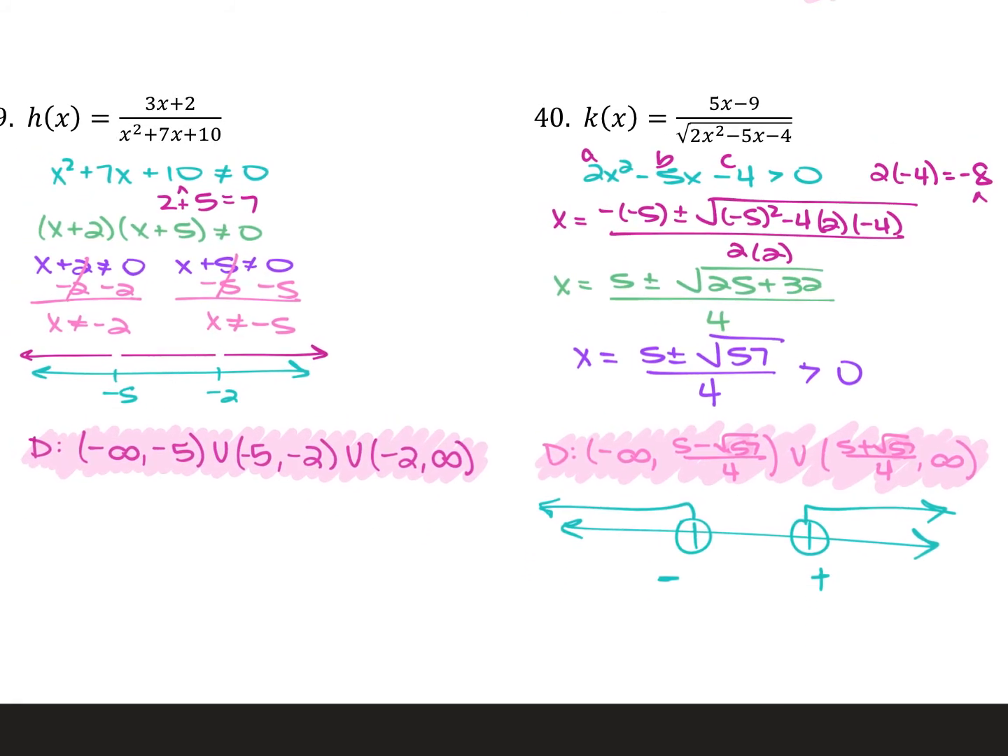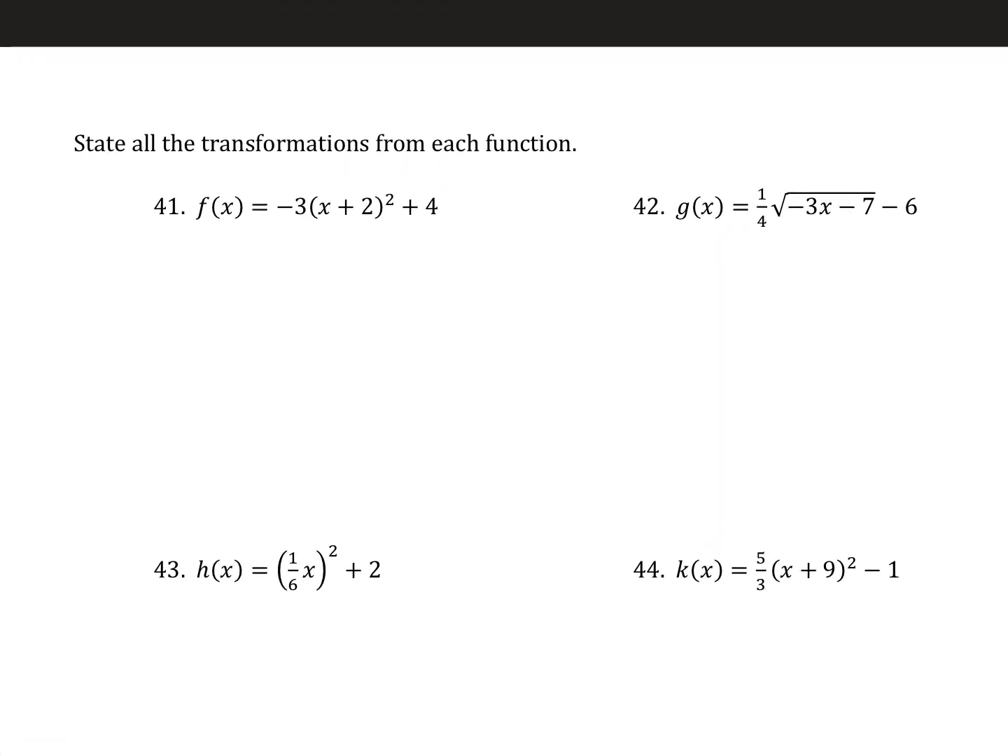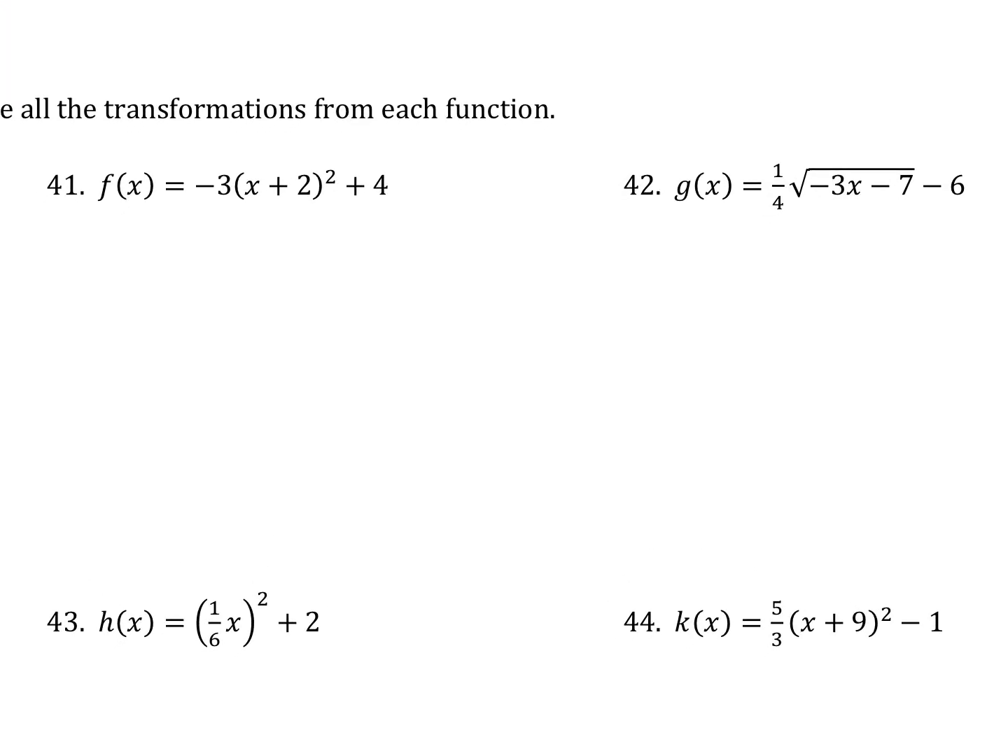All right, so for 41, we're stating all of the transformations from each function. For 41, we have f of x is equal to negative 3 times x plus 2 squared plus 4. This negative that's in front of the 3 just means that we were reflecting vertically, so that's a reflection over the x-axis. Then the 3 means that we have a vertical stretch by a factor of 3. The 2 means that we're going to the left 2 units. And the 4 means we're going up 4.